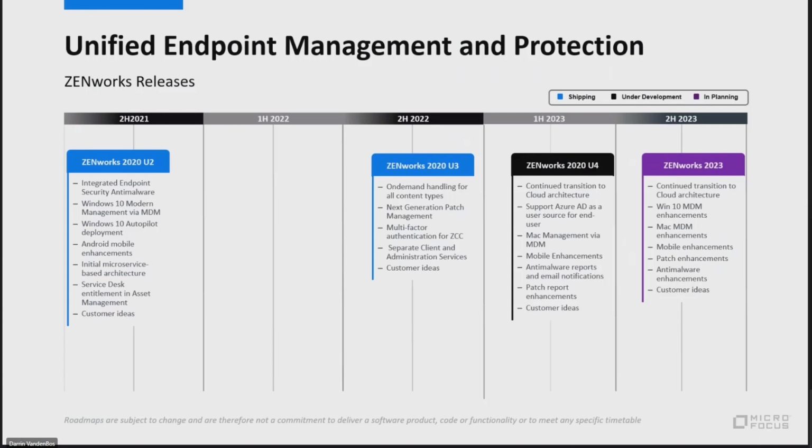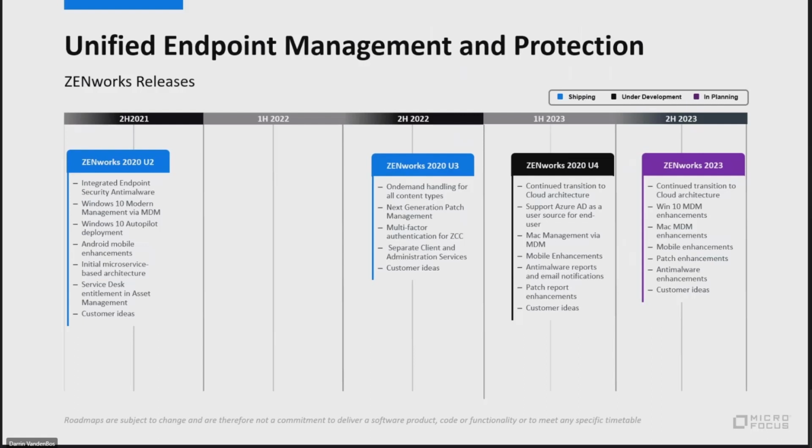We just released 2020 update 3. You can see that here. Our next release will be 2020 update 4, and that will be another system update release, where we're going to continue our transition to cloud architecture. So, for example, the microservice that we did for patch, we're continuing to do those types of things for the other capabilities, to be able to manage those and have a better cloud offering or better support within the cloud.